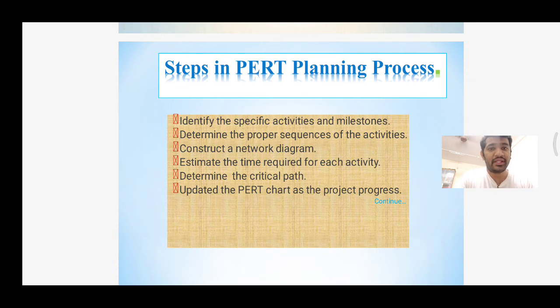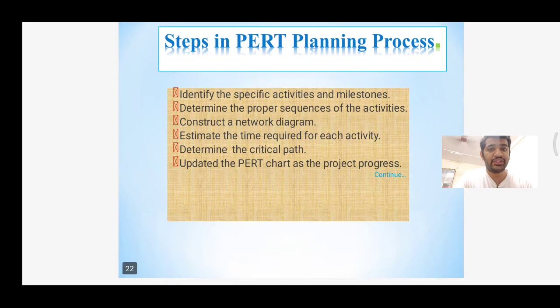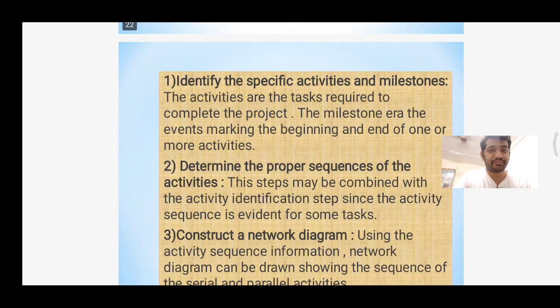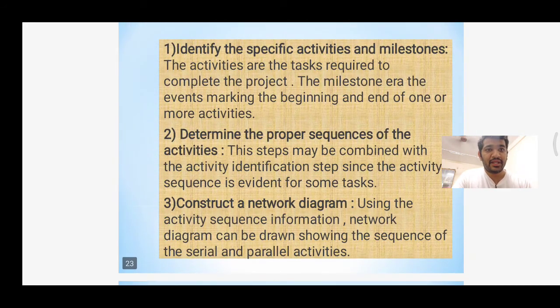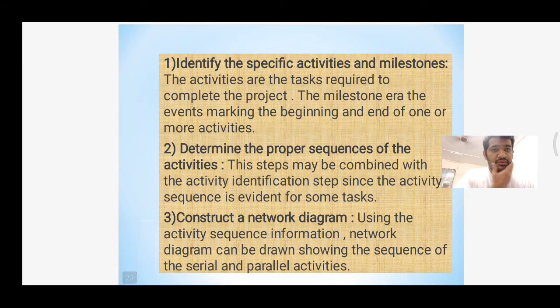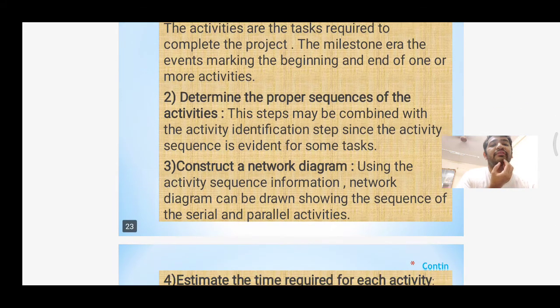Steps in PERT planning: identify the specific activities and milestones, determine the proper sequence of the activities, construct a network diagram, estimate the time required for each activity. Identify specific activities and milestones: determine the activities or tasks required to complete the project. In the milestone diagram, mark the beginning and end of one or more activities.